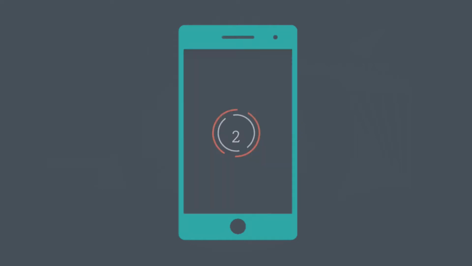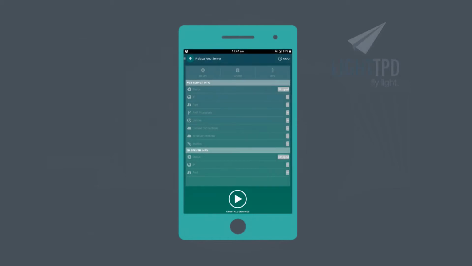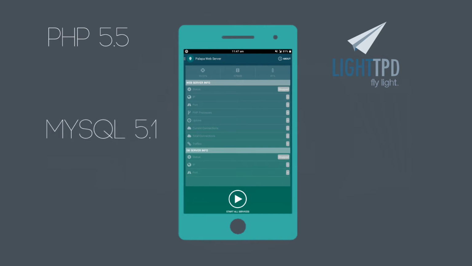Moving ahead to number 2, that is Palapa Web Server, which allows you to run PHP 5.5, MySQL 5.1, and MSMTP for sending mails. This application is one of the top applications you can find on Play Store to run a web server on your Android device, in both paid and free categories.